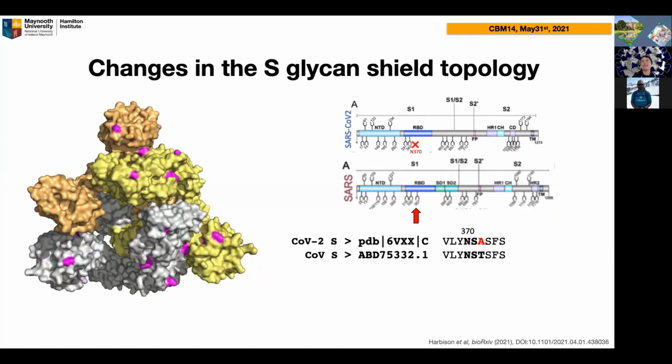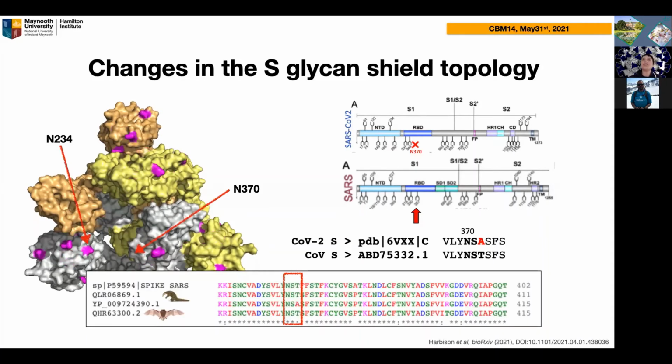So the RBD in CoV2 has 2 glycosylation sites, in CoV1 or SARS-CoV 3. And N370 is one of them. So this is the N370 position, and I put it relative to the position of N234 for you to understand.